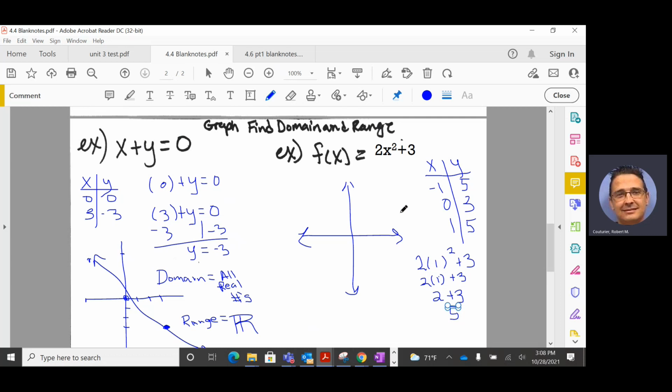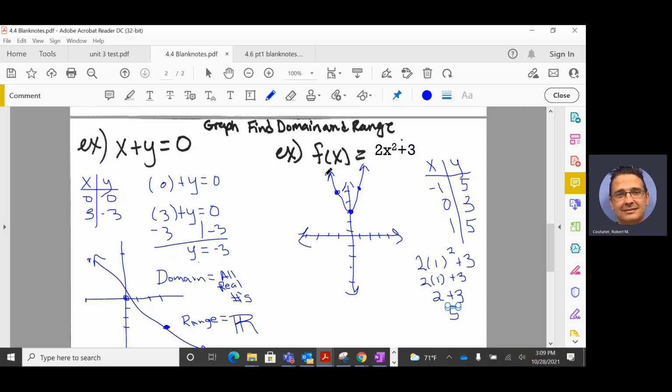All right, so now we have to put these points onto our graph. So our first point is the point -1, 5. So we go to the left one and we go up 5. 0, 3. 0, 1, 2, 3. 1, 5. 1, 2, 3, 4, 5. Wow, this is a graph we're going to learn a lot about later on. This is a really skinny U-shaped graph.